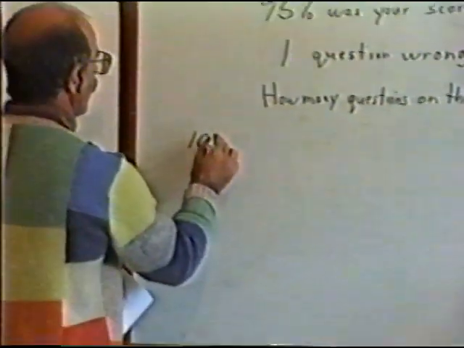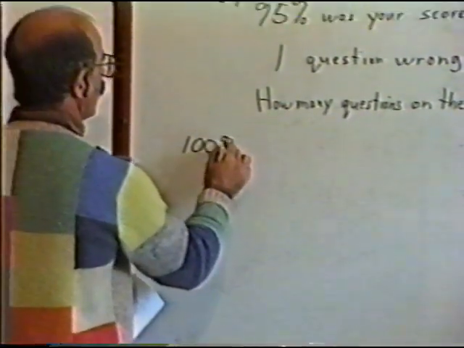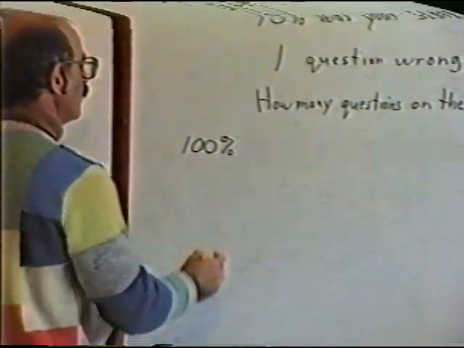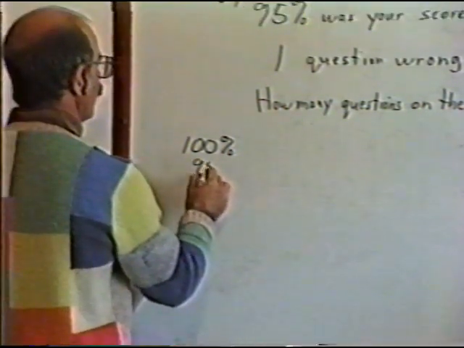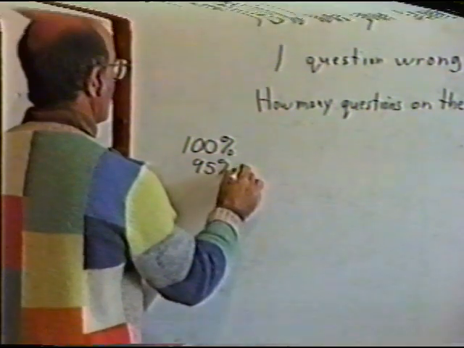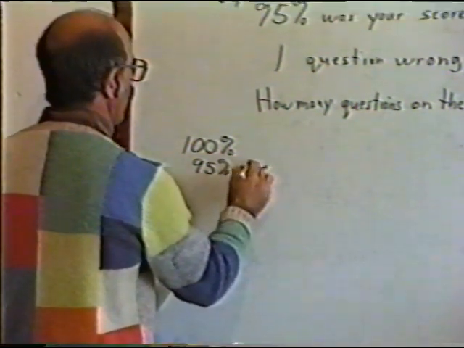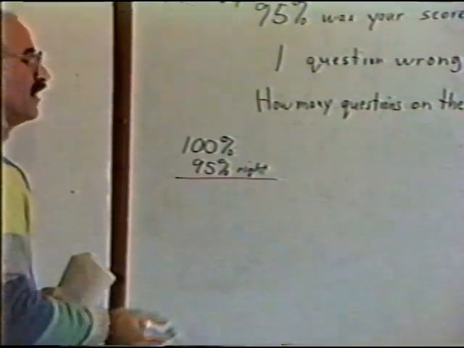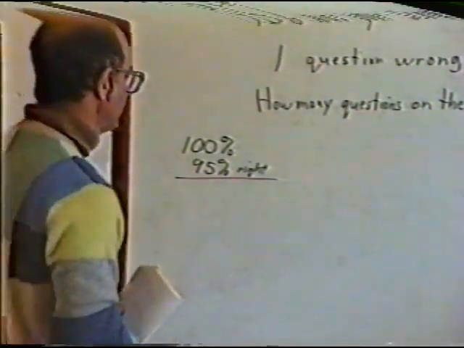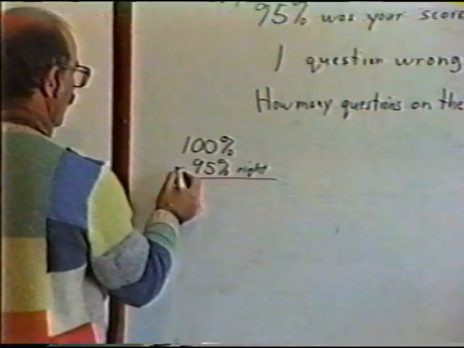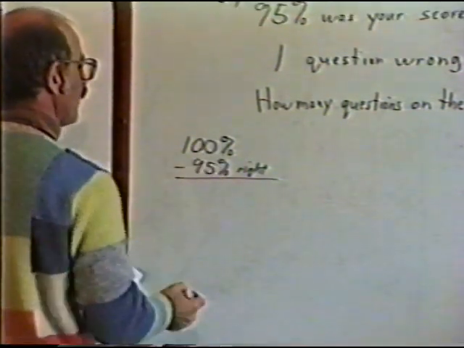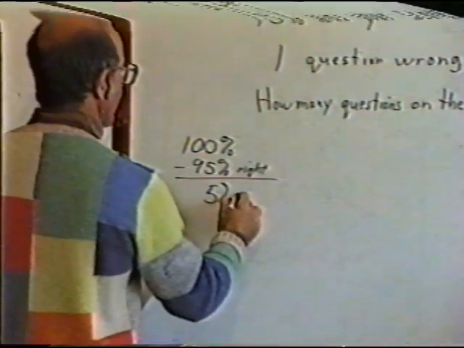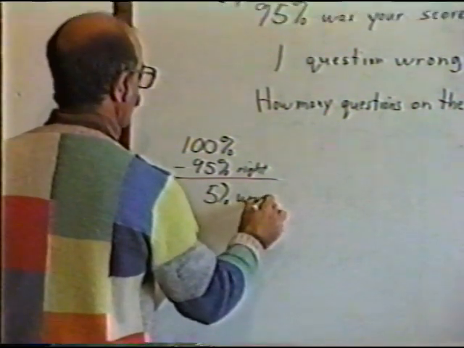If you get everything right, you would get 100% on the test. But you got 95% right. What percent did you get wrong? What do we do with those 2 numbers? Subtract. 100% take away 95% is 5%, and that's the number wrong.